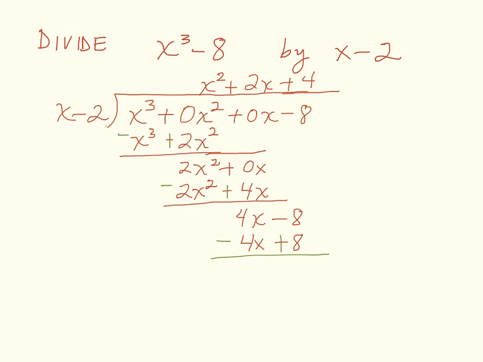So we don't, oh shucks, I wanted to erase. We don't have any remainder now. Okay, this becomes 0, so we don't have a remainder at all in this situation. Okay, so our final quotient is x squared plus 2x plus 4.